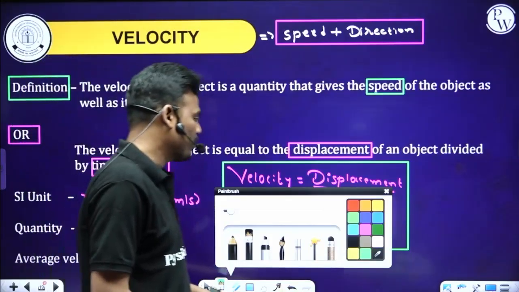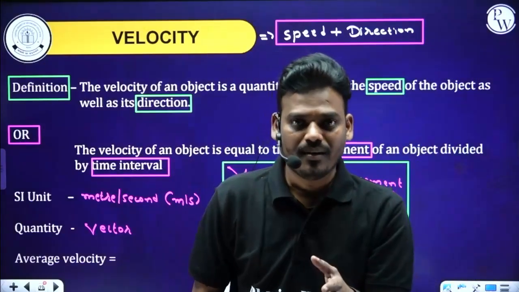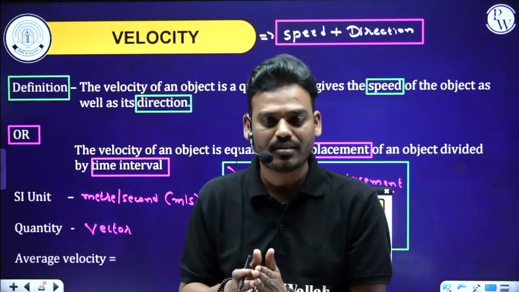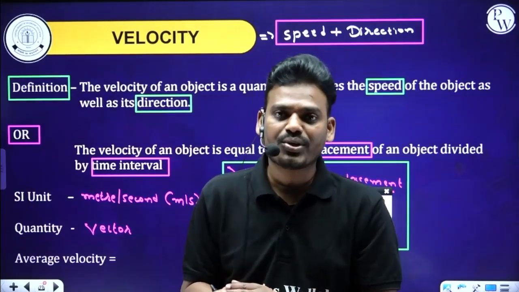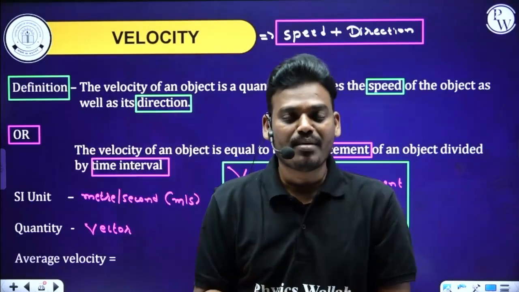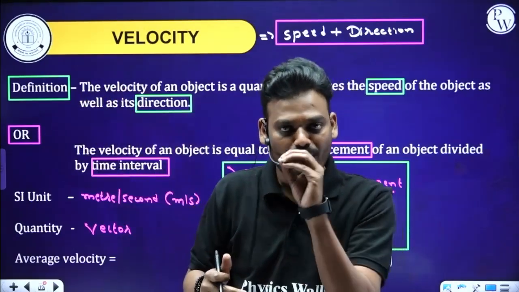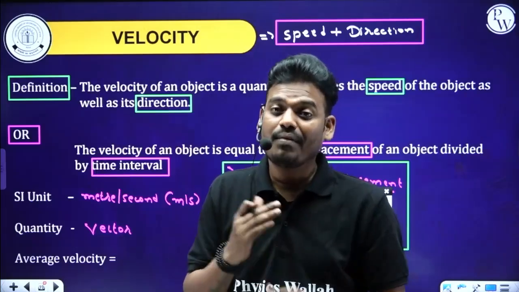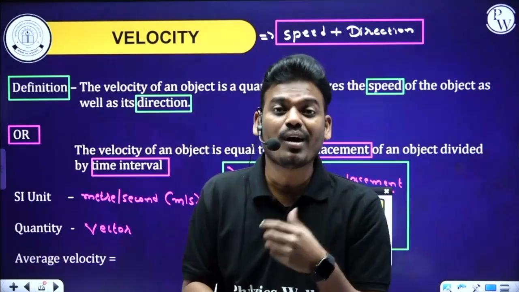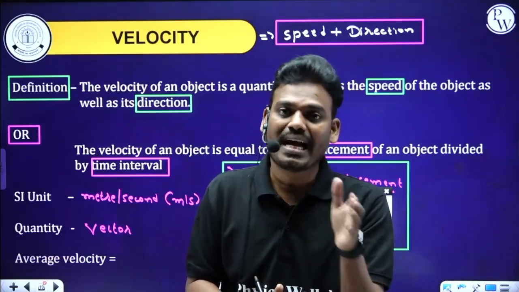Average velocity, when velocity is a variable, means it changes. In a uniform motion, velocity remains the same at every interval of time, at every position. But when you consider non-uniform motion, the body does not cover equal distance in equal intervals of time. Also, the direction can change.